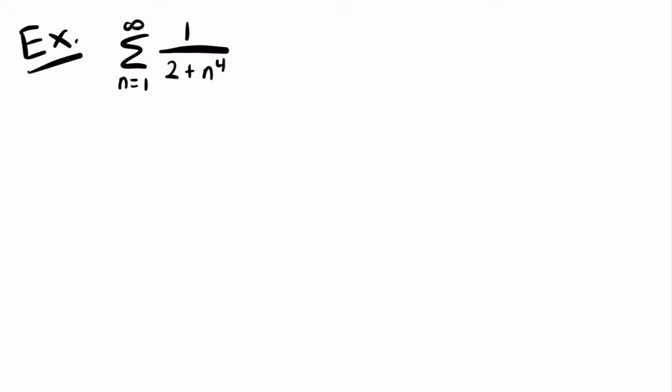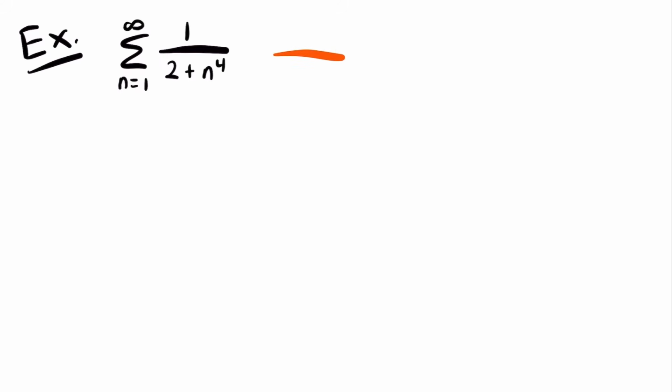And so what we can do is compare this series to a series that we do know the convergence of. And like I said earlier, this series looks very similar to a p-series. We know that a p-series will have 1 divided by n raised to some power. And in this case, we have 1 divided by n to the power of 4. We just have this constant of 2 being added to it that makes things a little bit difficult. And so while this may not be a p-series, we can compare it to a p-series, right?